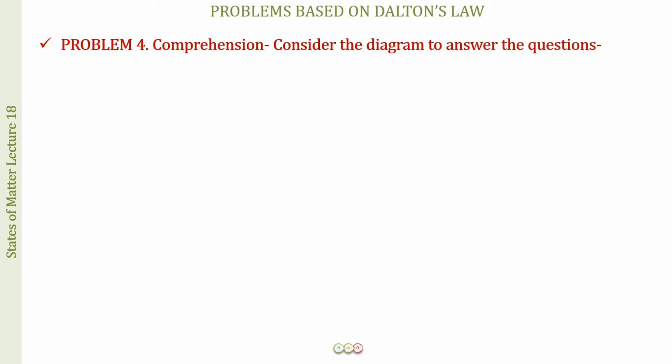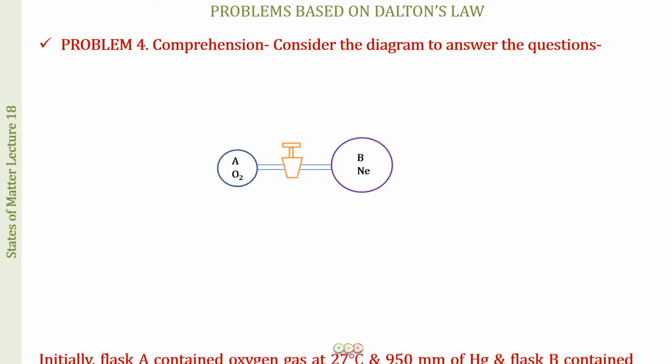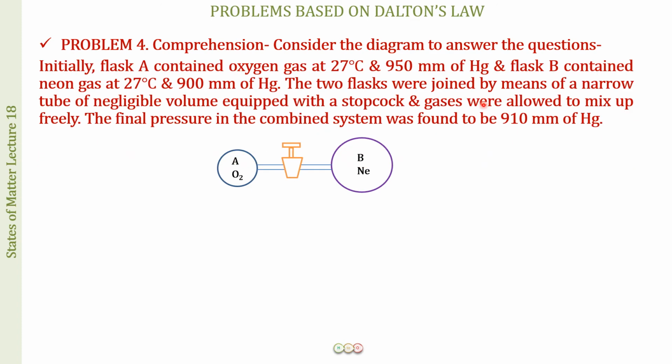So the question is: consider the diagram to answer the questions. The comprehension says that initially there was a flask A which contained oxygen gas at 27 degrees Celsius and 950 mm of mercury, and flask B contained neon gas at 27 degrees Celsius and 900 mm of mercury. The two flasks were joined by means of a narrow tube of negligible volume equipped with a stopcock, and the gases were allowed to mix freely. The final pressure in the combined system was found to be 910 mm of mercury.